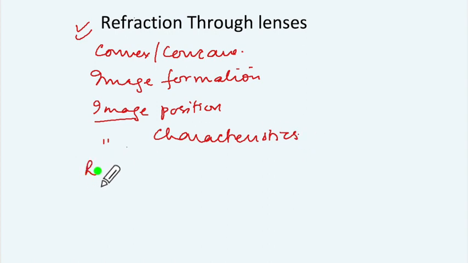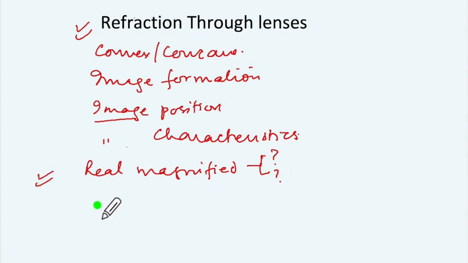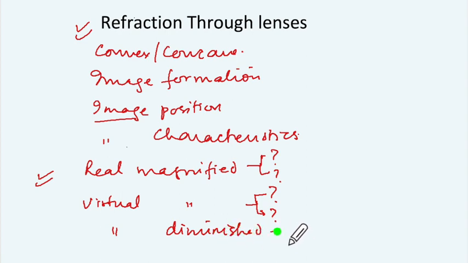Alright, so when will the image be real and magnified? Will it be a convex lens or concave lens? Where will the object be placed? Prepare these questions. When will it be virtual and magnified, will it be the concave lens or convex lens? If it is virtual, but if it is diminished, which one of the lenses will it be? Will it be concave or convex? Where the object should be placed, where the object position should be.